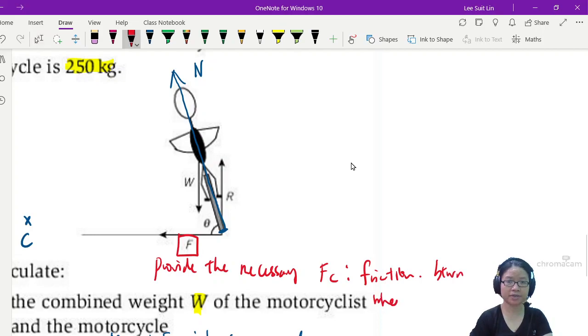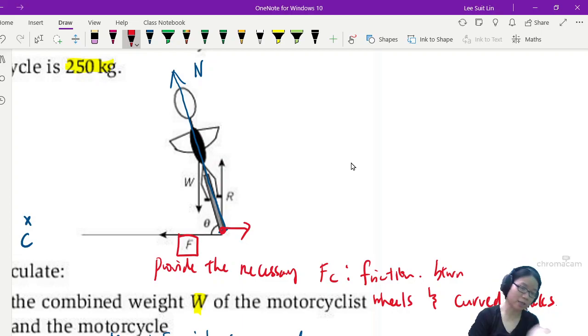That's why there is a lean between the wheels and the curved track. That leaning allows this F to act towards the center. This point of the wheel is leaning away. It's about to slide in this direction. Because it's about to slide in this direction, friction will act to oppose the slide, a lot like the leaning ladder on a wall.